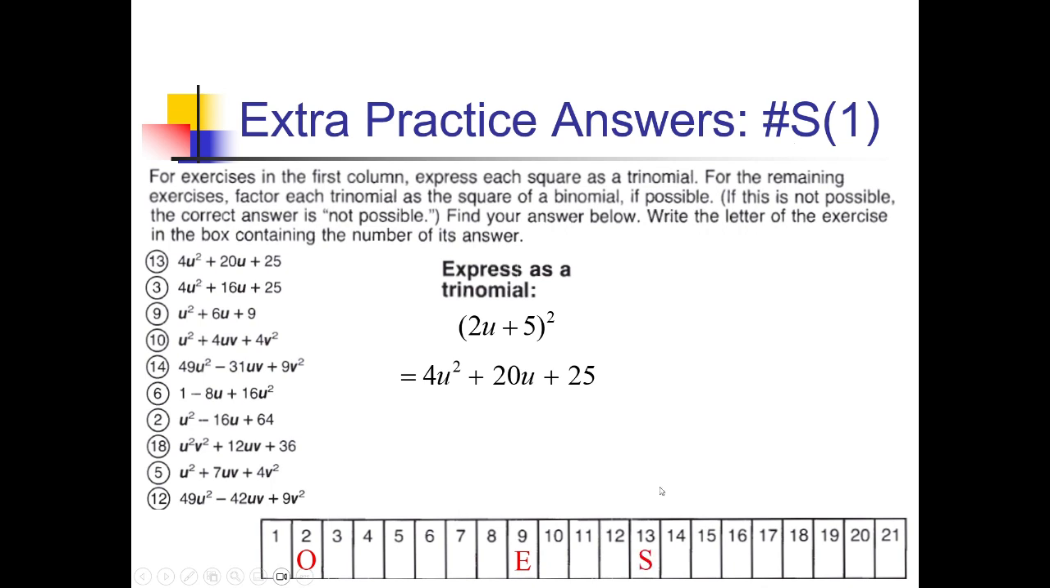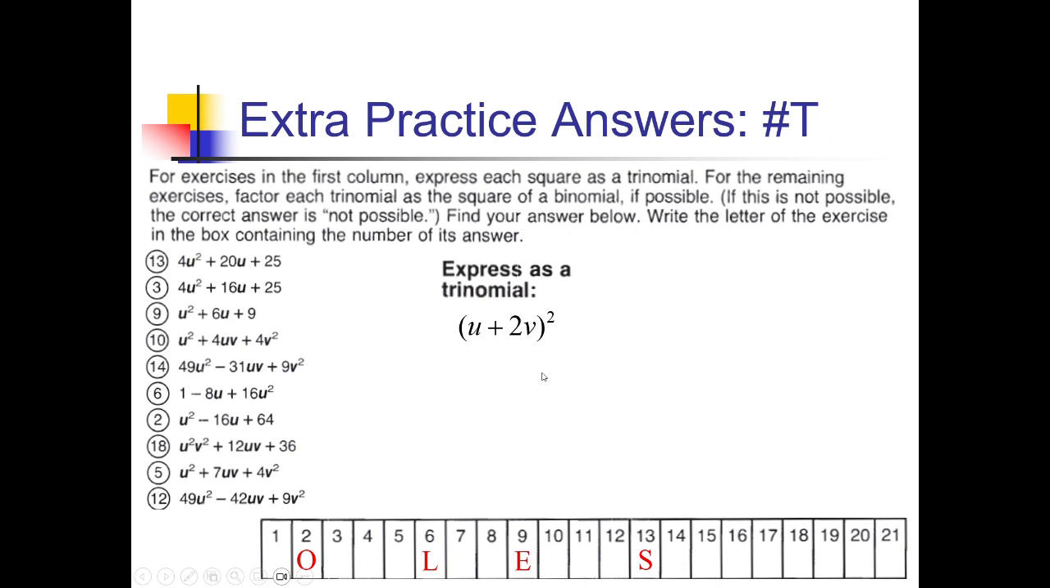So there we are. Next up, we've got problem L, 1 minus 4u squared. So 1 squared is 1. That's not too bad. Multiplying these together gives me negative 4u, and then double that is negative 8u for the middle term. And then 4u squared, that's going to be 16u squared, positive. Let me see if I can find that on the left here. Looks like it's this one right here, number 6. So we have a 6 right here that's going to be an L.